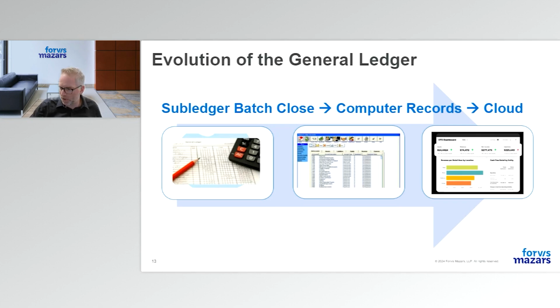Okay, so we're going to go into more advanced reporting now that we've covered how to streamline month-end close. Let's talk a little bit about other things that can be done. Just want to take a quick look at where we have been and where we are now. Of course, we had the old pencil and paper, maintaining everything in subledgers, doing a batch close at the end of the month to the general ledger. We're producing financials from the general ledger.